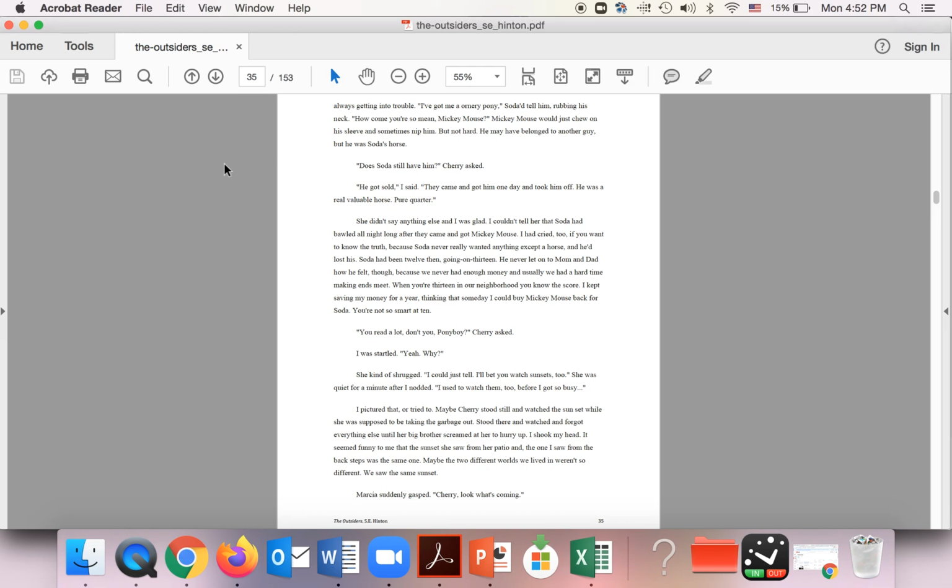They came and got him one day and took him off. He was a real valuable horse. "Poor Soda." She didn't say anything else, and I was glad. I couldn't tell her that Soda had bawled all night long after they came and got Mickey Mouse. I had cried too, if you want to know the truth, because Soda never really wanted anything except a horse, and he lost his.